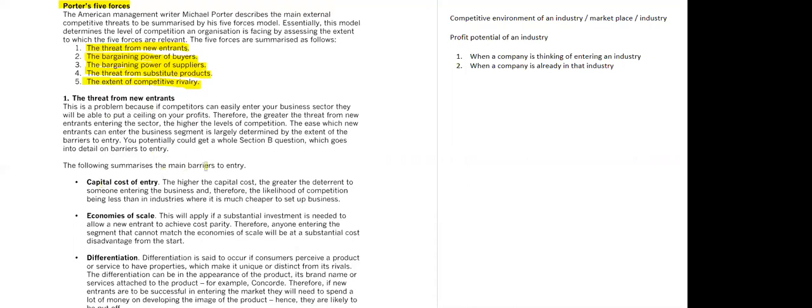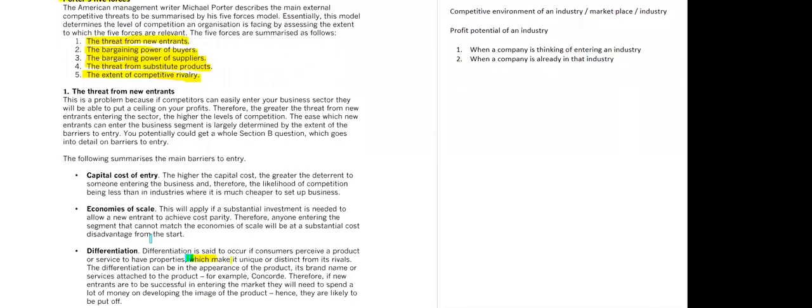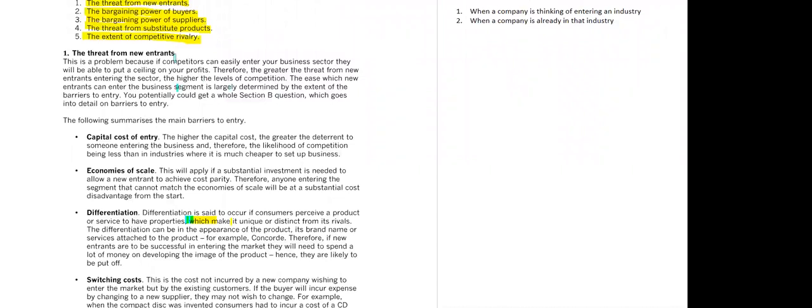Now, that is determined by the barriers to entry. So what are the key barriers to entry? They're basically the capital cost of entry. If a huge capital is required, for example, if you want to set up a telecommunication business or a chemical business, that requires a lot of capital to start.